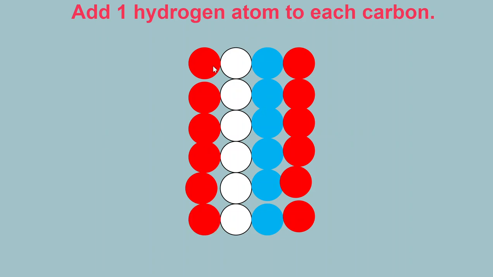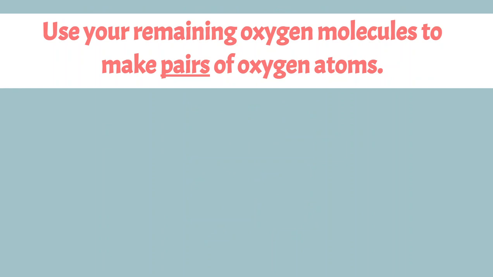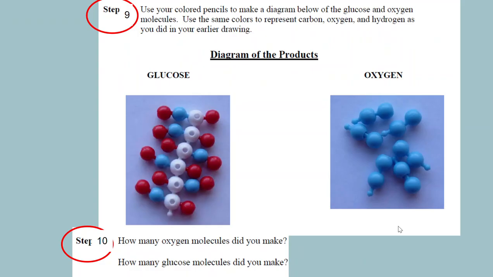So what you'll notice here is I have a hydrogen, carbon, oxygen, hydrogen, and they're all chunked together in this big giant glucose molecule. Now, if you used all of the atoms that you had on your leaf, you're going to be left with a whole bunch of blue, and so you're just going to make pairs of oxygen atoms to make an oxygen molecule. So we end up with 1, 2, 3, 4, 5, 6 different oxygen molecules. Okay, 6 oxygen molecules.